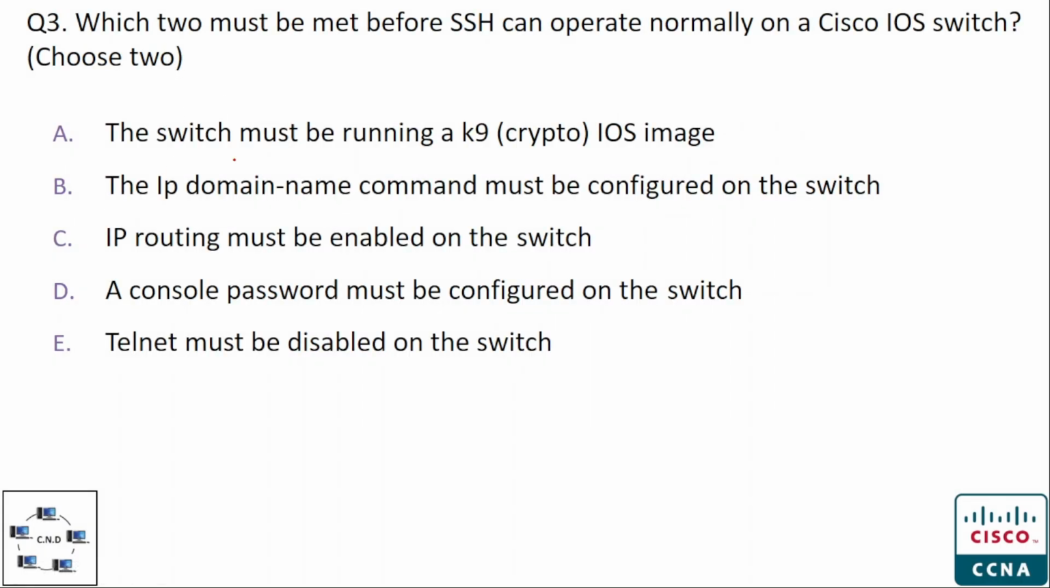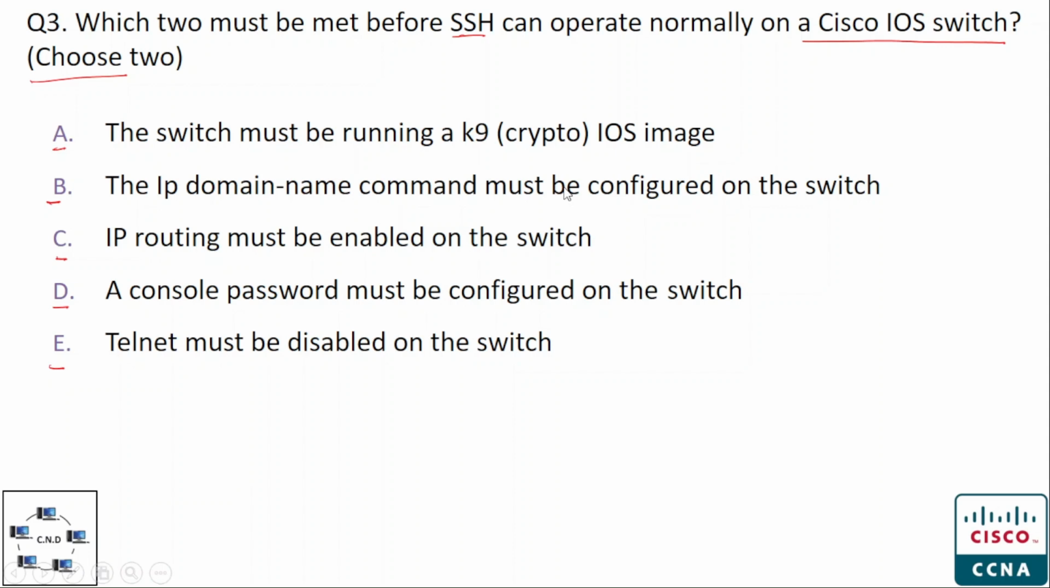Question number 3. Which two must be met before SSH can operate normally on a Cisco IOS switch? Choose two options. So the question is what the conditions are for SSH to work on a Cisco IOS switch. And the options are: option A, the switch must be running a K9, that is crypto, IOS image; option B, the IP domain name command must be configured on the switch; option C, IP routing must be enabled on the switch; option D, a console password must be configured on the switch; and option E, Telnet must be disabled on the switch.